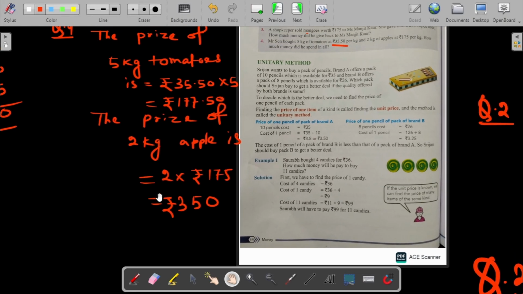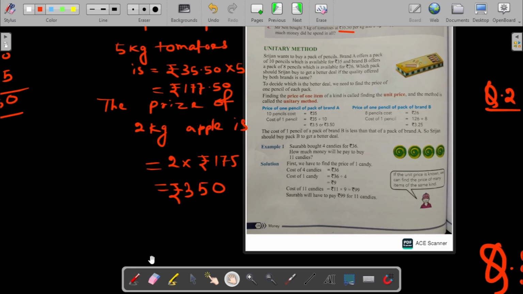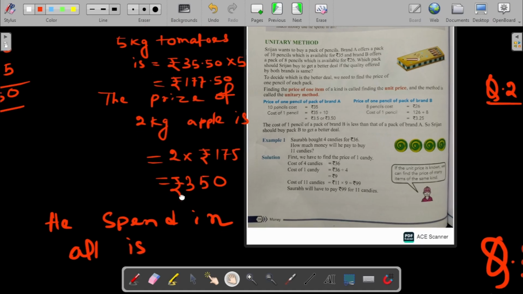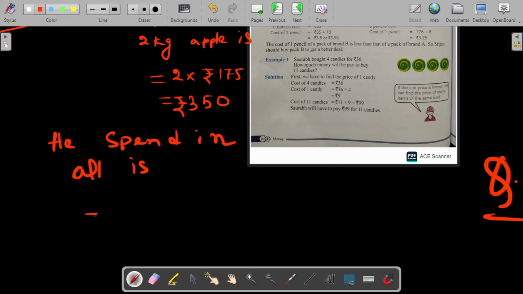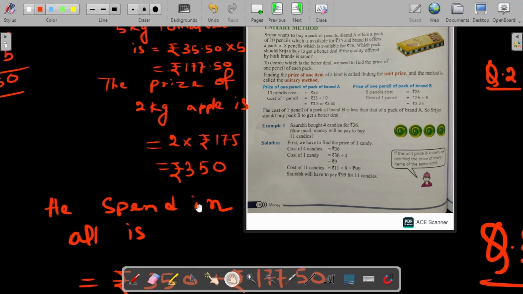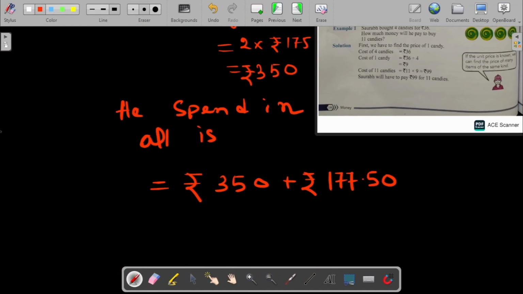So he spent in all is what? 350 plus 177.50. So this equal to what? This equal to rupees 350 plus rupees 177.50. Okay. So 350 plus 177.